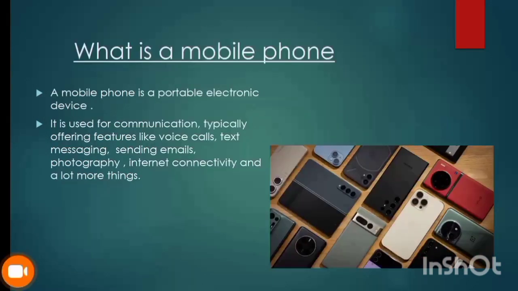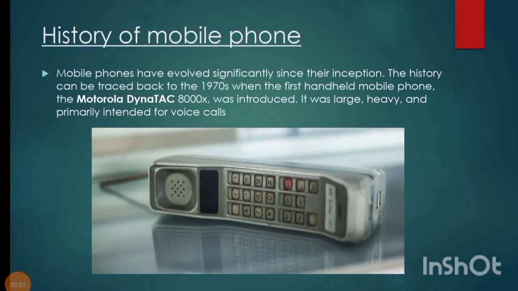Let's start. What is a mobile phone? A mobile phone is a portable electronic device. It is mainly used for communication, and communication can be in the form of video calls, voice calls, text messages, and sending emails. A major use of mobile phones is for photography. And in today's era, mobile phones are used for internet connectivity, and you all know that the internet has made the world a global village.